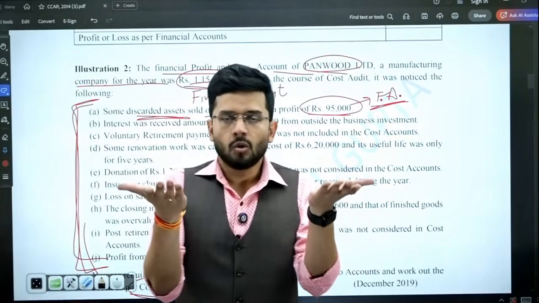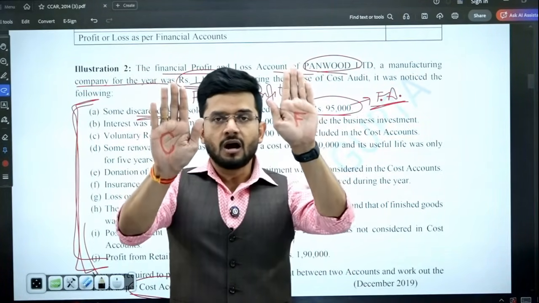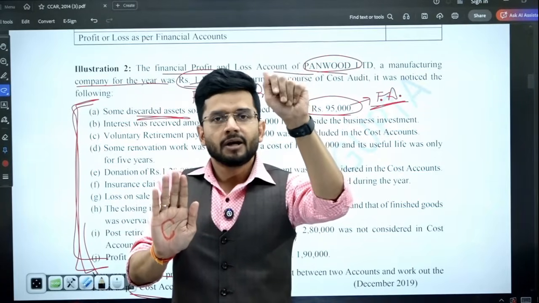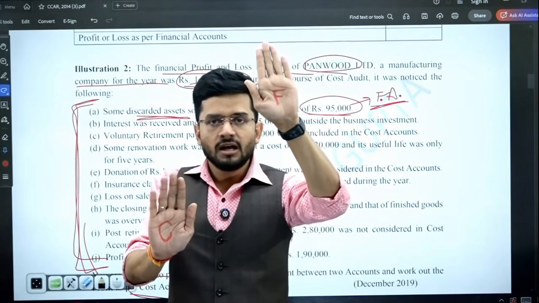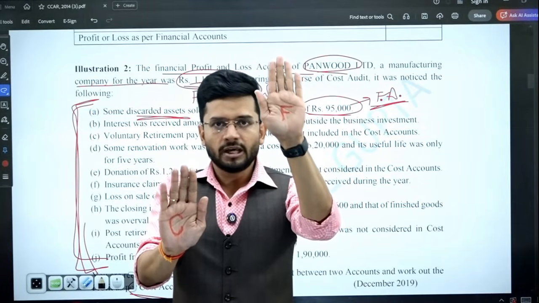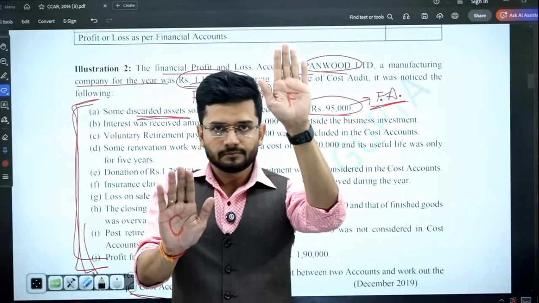So what will happen is, my financial account profit is more, costing account profit is less, because the income is recognized in financial accounts. Okay, now there's a disbalance.